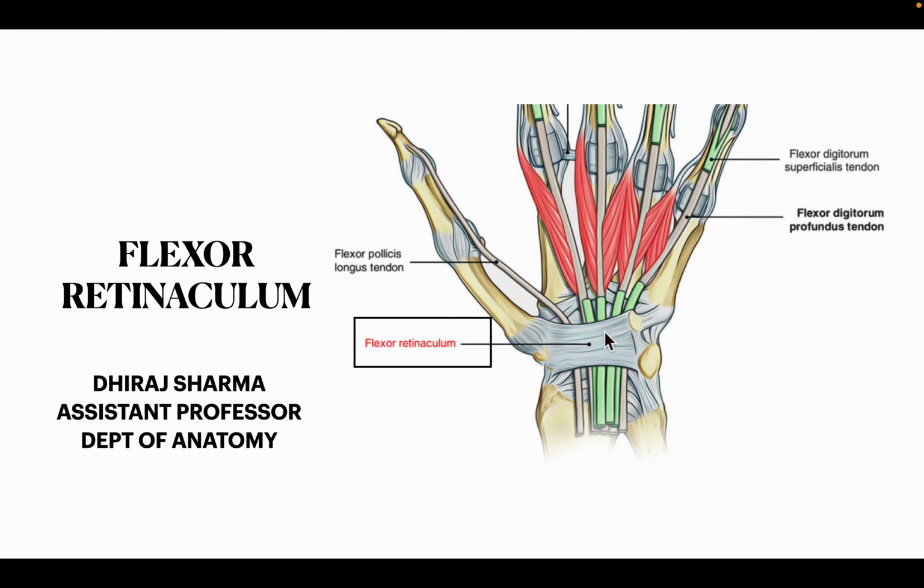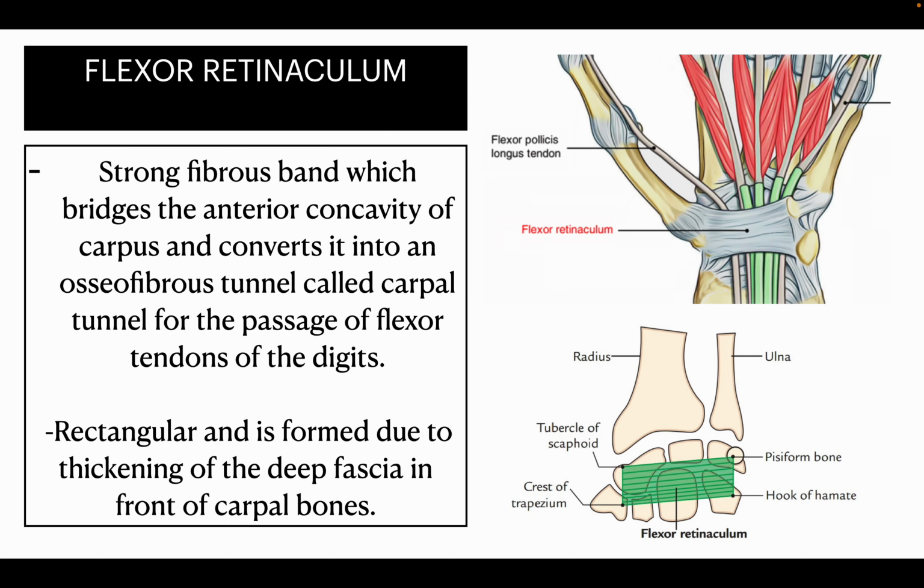This video is regarding the flexor retinaculum. We'll learn about the attachment of the flexor retinaculum as well as the structures passing superficial and deep to it. Flexor retinaculum is a strong fibrous band which bridges the anterior concavity of the carpal bones, or carpus, and converts it into an osteofibrous tunnel called the carpal tunnel, for the passage of the flexor tendons of the digits.